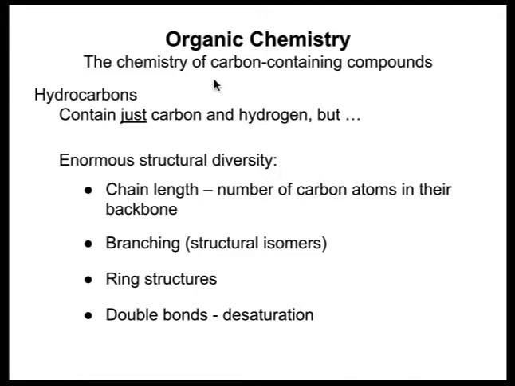Organic compounds, again, we're dealing with the simplest case of organic compounds, the hydrocarbons. They can have an enormous amount of structural diversity, and the reason that one hydrocarbon differs from another hydrocarbon is due to the chain length, whether or not there's branching, and the degree of branching, whether or not there's ring structures, and whether or not there's double bonds. But things get more complicated from here because organic compounds contain more than just carbon and hydrogen. They contain other elements as well.